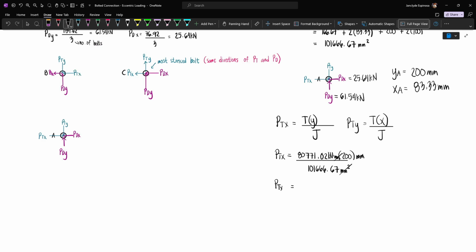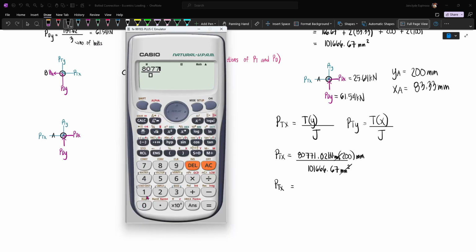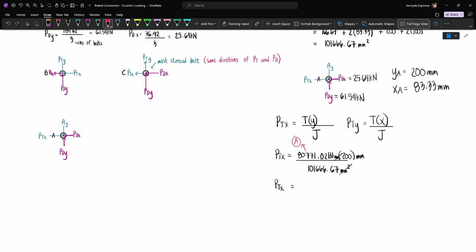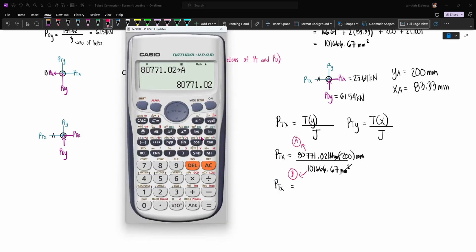And so PTX will be 80771.02. Now let me just store the values. We have 80771.02, let me put this into A. So this is stored at A, while J will be stored into B. And so 101,666.67, we'll store it at B. So this is now A times 200 divided by B. So this gives us 158.89 kN.